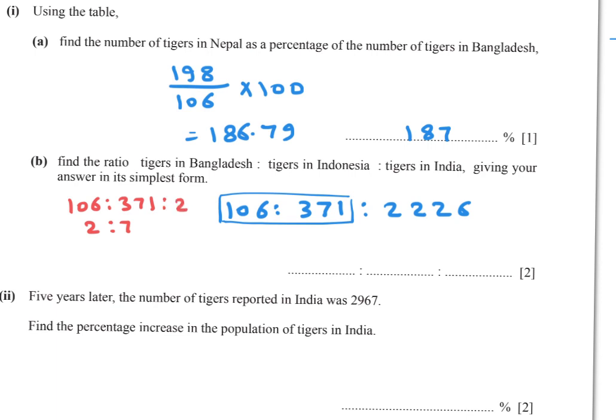Then find the ratio between 371 and 2226. Use your calculator to find the ratio: 371 divided by 2226. You get the answer 1/6. Write this in the second row. The ratio between them is 1 to 6. Now we have the ratio between 106 and 371 as 2 to 7, and the ratio between 371 and 2226 as 1 to 6. I need to have the same number in the middle, so you can multiply the second ratio by 7. Then you have 7 and 42, and the first one will be 2. So the ratio between them is 2 to 7 to 42.